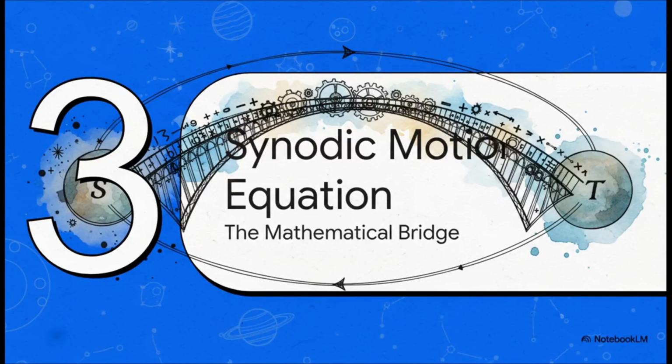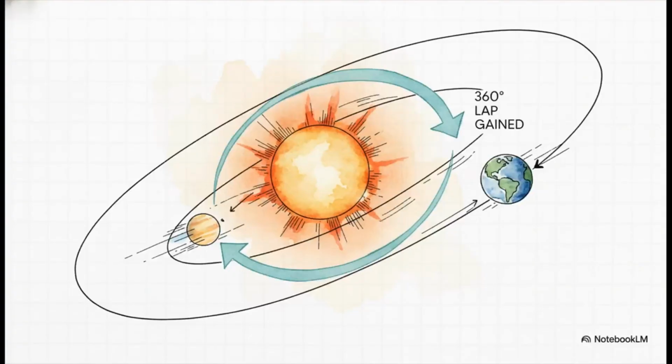So here's the crucial point. We can observe S, the synodic period, but we want to know T, the true sidereal period. The bridge that connects what we see to what is true is the equation of synodic motion, and now we're going to derive it. Let's consider two cases, starting with the inner planets, Mercury and Venus. Their true years are shorter than ours, meaning they orbit the Sun faster. Now think about it. For Venus to get back to the same alignment with us, it doesn't just complete its orbit. It has to go so much faster that it essentially gains one full lap on us.